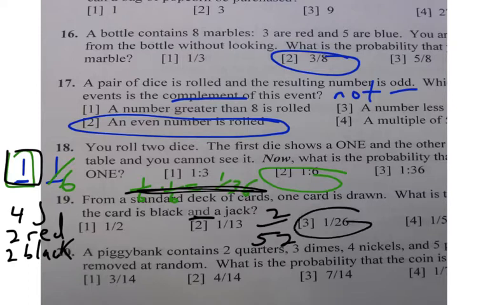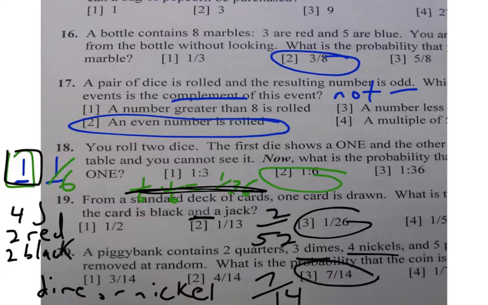And our last one, number 20. Piggy bank contains 2 quarters, 3 dimes, 4 nickels, and 5 pennies. 1 is removed at random. What's the probability it's a dime or a nickel. So it's a dime or a nickel. So we just need to find out how many dimes and nickels are in there. So there's 3 dimes, 4 nickels. That's 7 out of a total of 3 plus 4 plus 2 plus 5 gives us 14. So it's really 1/2. That's not an answer choice. So 7/14 is our best choice.